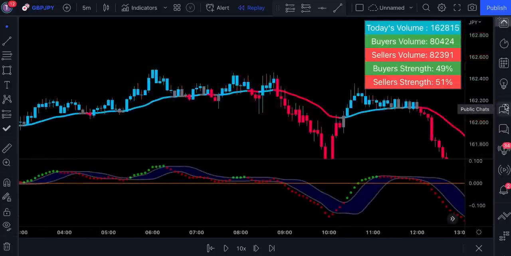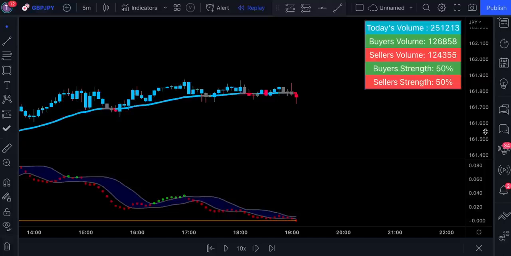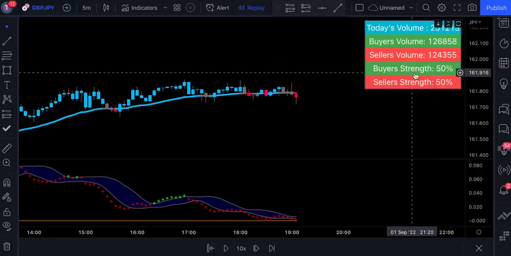Notice when the market is moving sideways, we usually have the MACD circles touching or crossing the zero level. You can also spot a ranging market with the help of this volume indicator. If the volume is 50-50, there is usually an indecision going on. So avoid taking trades during these times as much as you can.